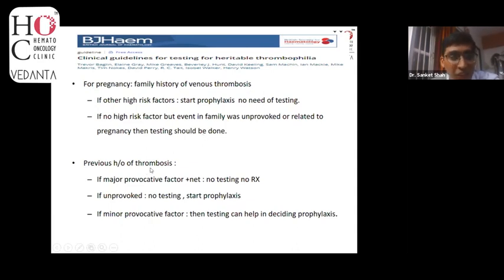Similarly, if the lady has a previous history of thrombosis: if it was due to a major provocative factor, then no testing or treatment is required. If it was unprovoked, then you do not need testing, just start thromboprophylaxis. Only when the provocative factor was minor or questionable should you do the testing, which can help to decide the thromboprophylaxis need.